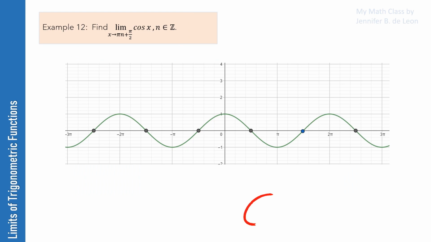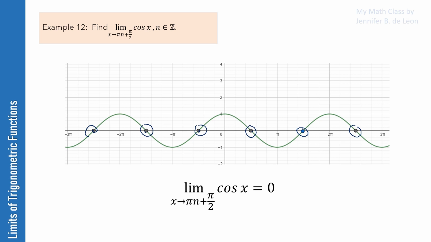If we use the graphing method, we can clearly see the critical points that will help us determine the limits of the given function. Notice that the ordinates of these points are all 0. Therefore, the limit of cosine x as x approaches pi n plus pi over 2, where n is an element of the set of integers, is 0.